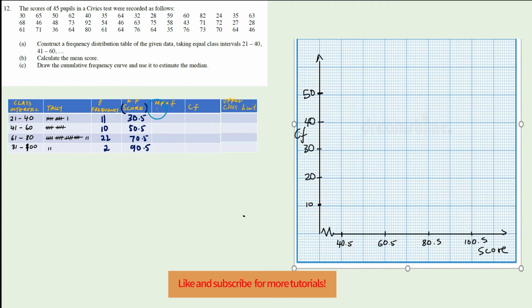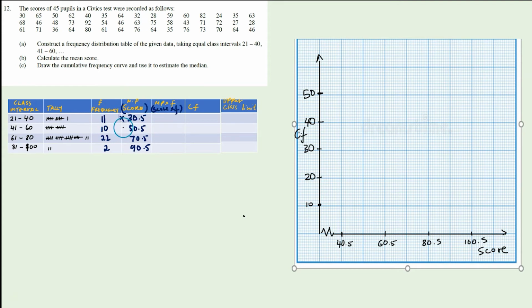And now for this column, midpoint times frequency, or you could say score times frequency. You just need to multiply these two, and then you put your answer in there. So 11 times 30.5, this will give you 335.5. 10 times 50.5, this will give you 505. And this one will give you 1551.